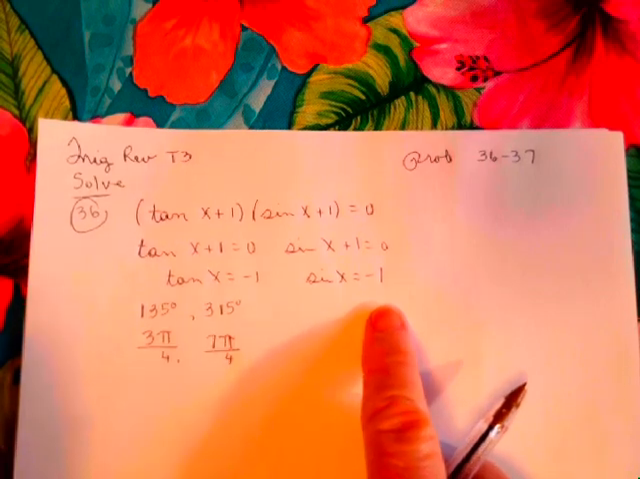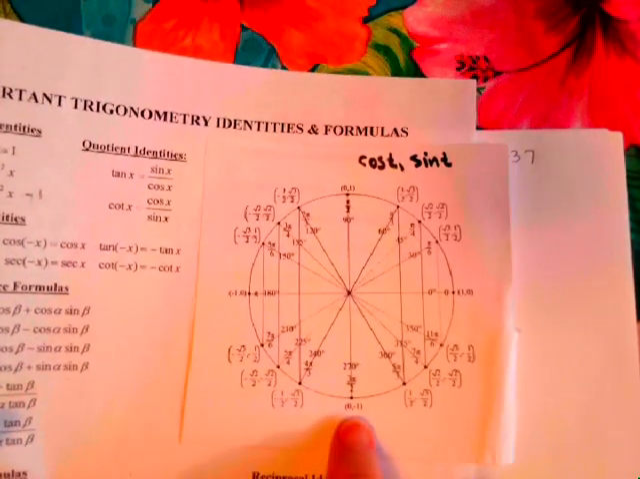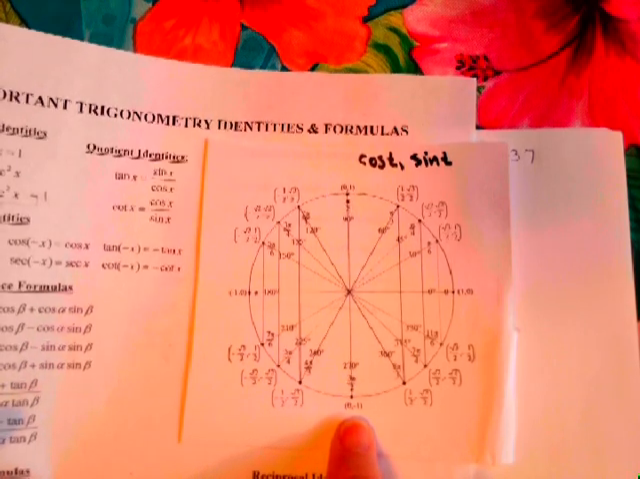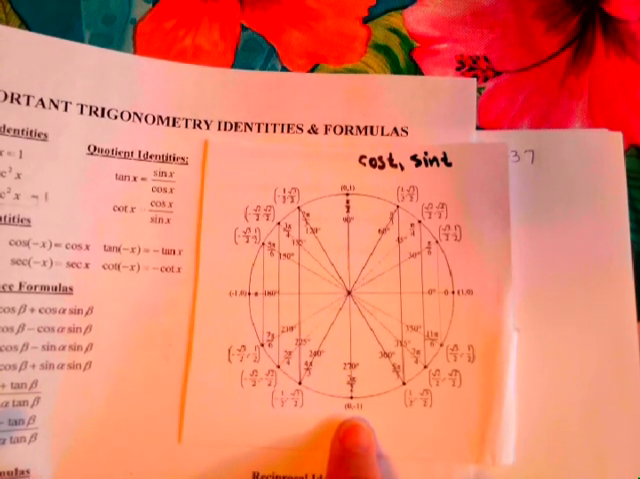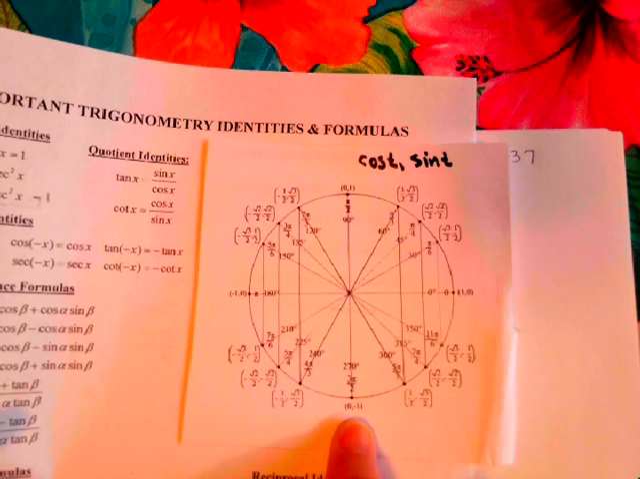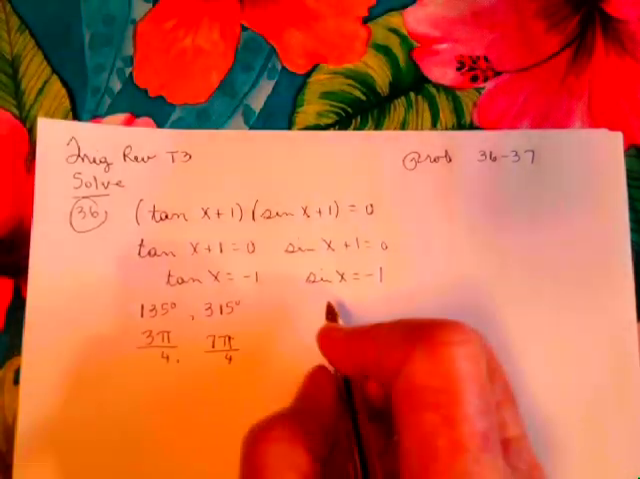Where is sine negative 1? Look around this unit circle. Sine is negative 1 in one place at 270 degrees, and that is 3 pi over 2.